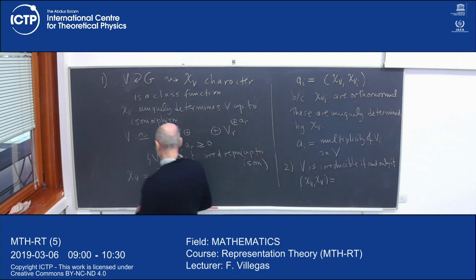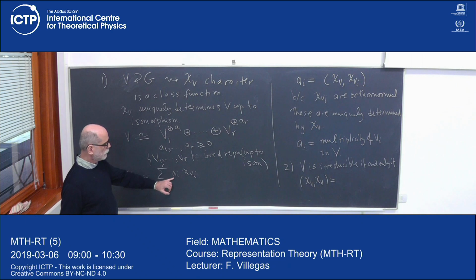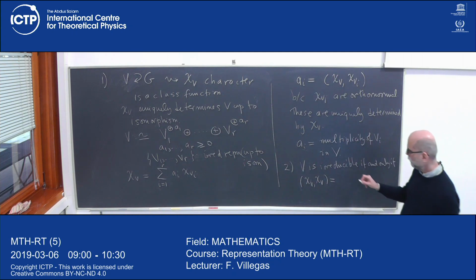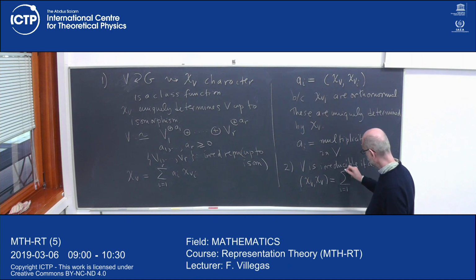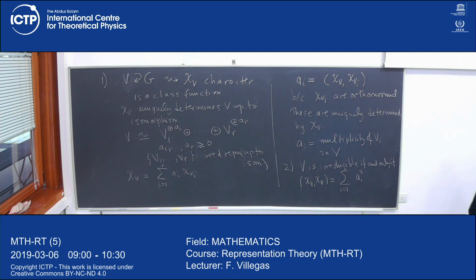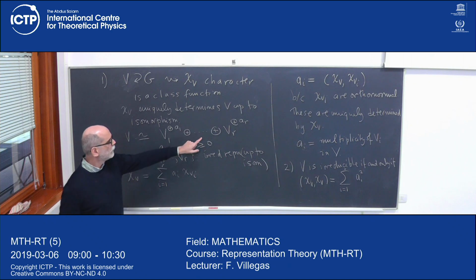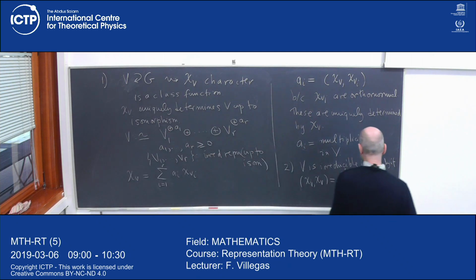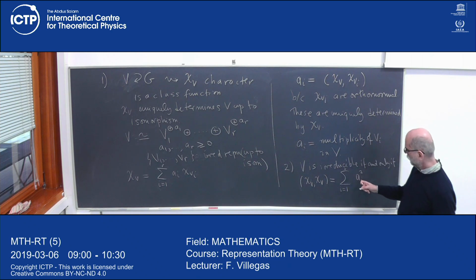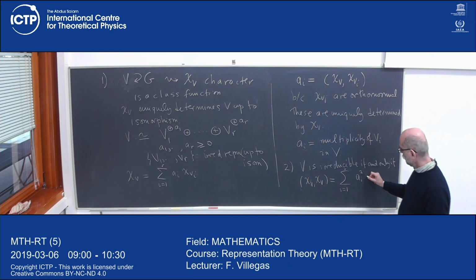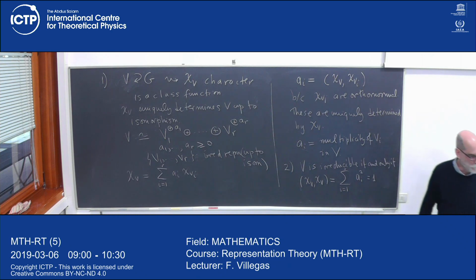Well, if we just have an arbitrary representation V, we can write it like this. The chi Vi form an orthonormal basis, so the inner product of the vector with itself is what? Sum of the squares. The ai are non-negative integers. And the representation V will be irreducible if and only if there's only one term in here with the exponent 1. Okay, so we want to characterize when all the ai are 0 except one of them, which is equal to 1. And this can only happen if and only if this sum is actually equal to 1.